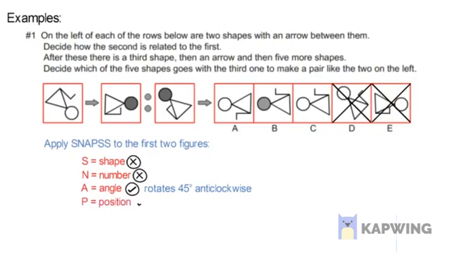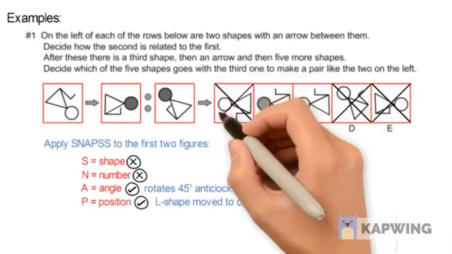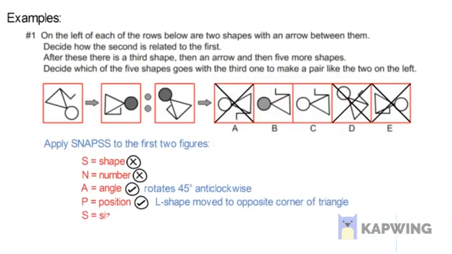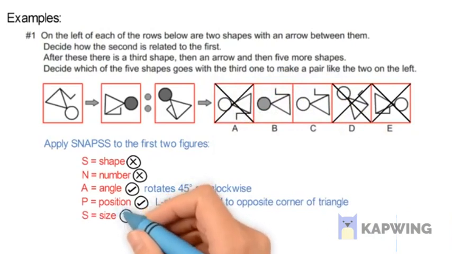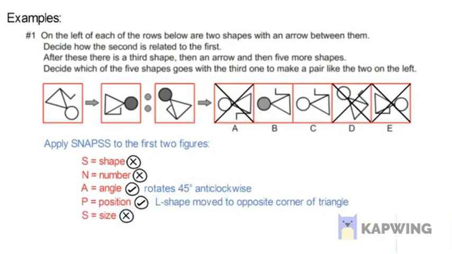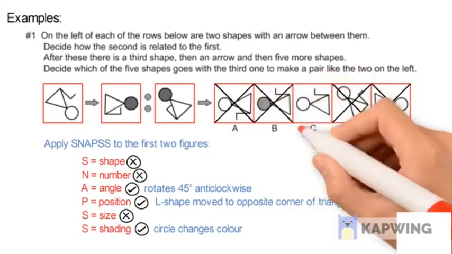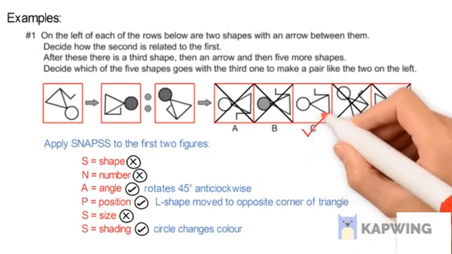P, Position of the L shape changed. It moved to the other side of the triangle. We can eliminate A. S, Size of the shape does not change. S, Shading. The circle changes colour. In B, the circle has the same colour, so we can eliminate B. The correct answer is C.